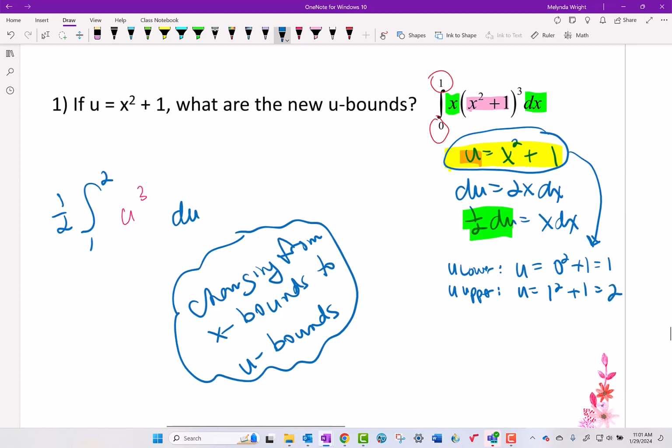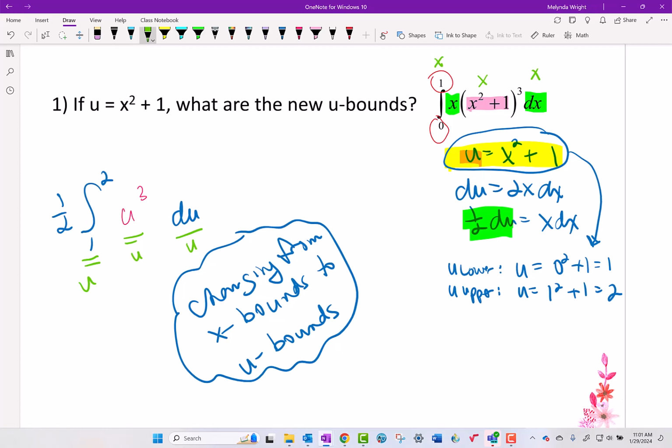Okay, so all of these are u bounds, this is u, and this is u. All of that is u. We started with x: all of these things were x, that was x bounds, that was x, and that was x. We're transforming the complete thing, not just part of it.